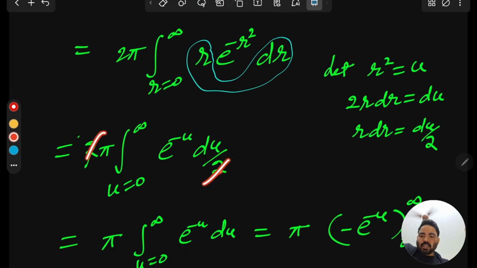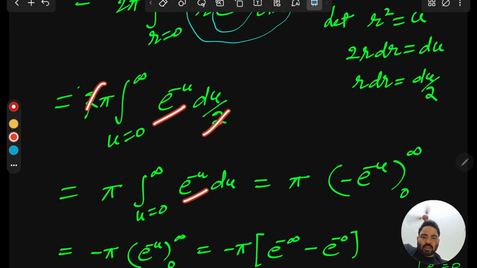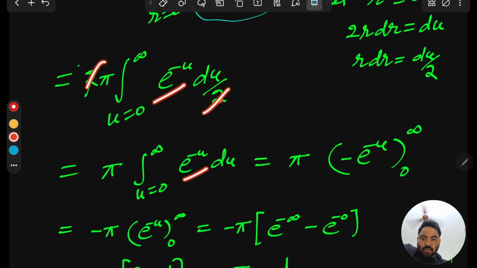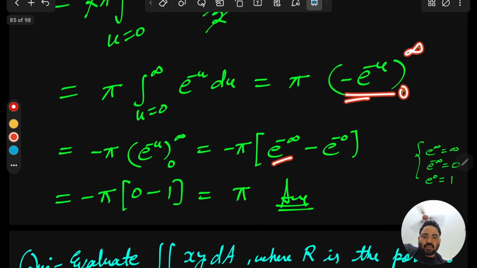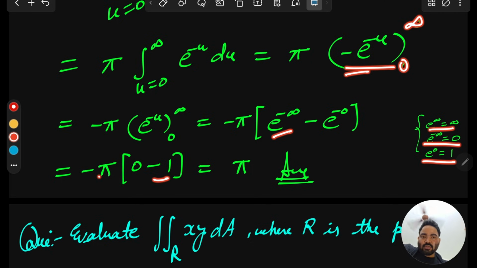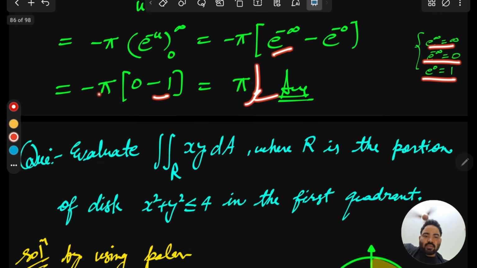So the 2 cancels, leaving pi, and now e to the power minus u. The integration of e to the power minus u is minus e to the power minus u, or you can say the minus comes on the upper side. Just put the upper limit minus lower limit. If you put the upper limit, e to the power minus infinity is 0, and for the lower limit, e to the power 0 is 1. So this will give you 0 minus 1, with the minus outside, so you get pi. So this is the way how you can solve.